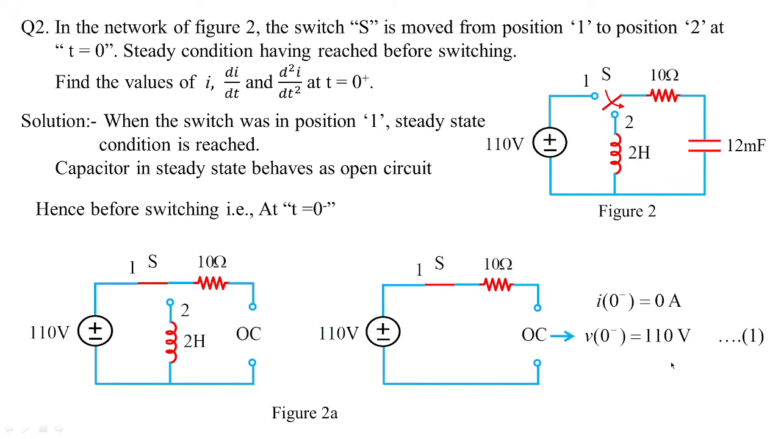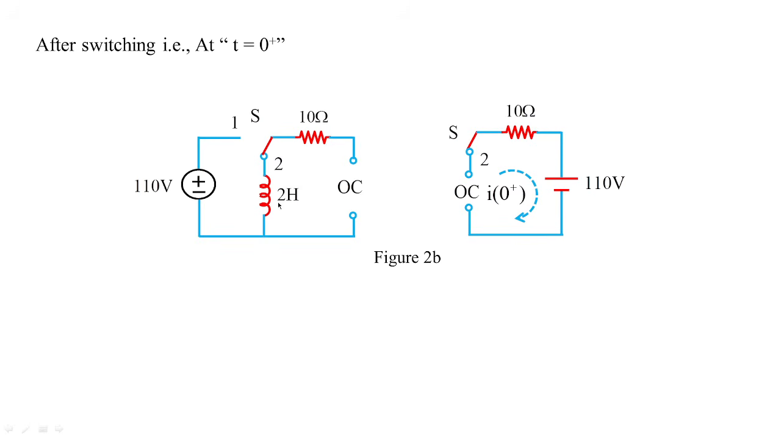We also have to understand the behavior of the capacitor, that the voltage across the capacitor cannot change instantaneously. Since V of 0 minus is 110 volts, it is obvious that at t equal to 0 plus, when the circuit is changed to this, the current is 0 amperes and the voltage is 110 volts, and the switching position is moved from 1 to 2. The current is already 0, so I of 0 plus is 0 amperes, but voltage is present, showing as 110 volts.